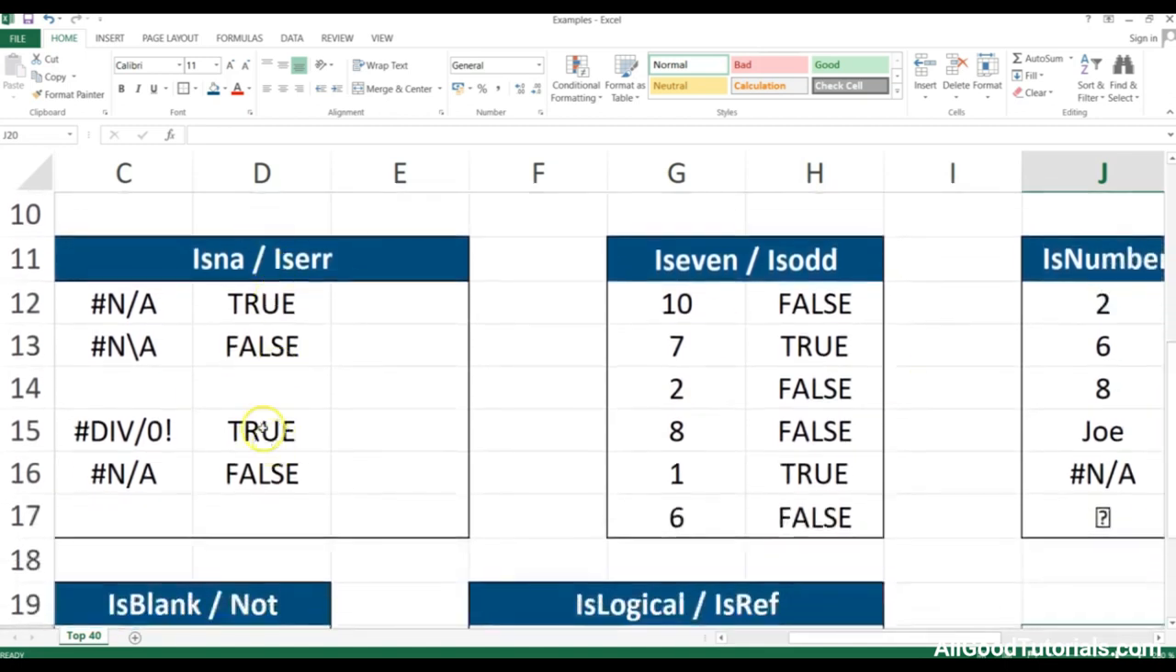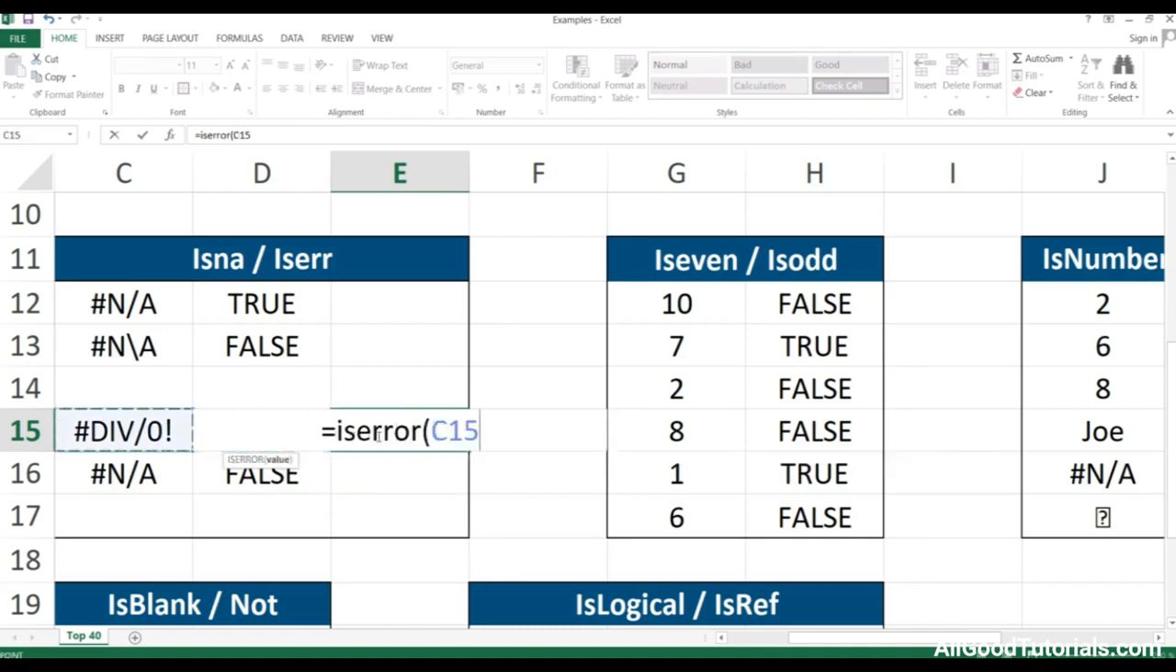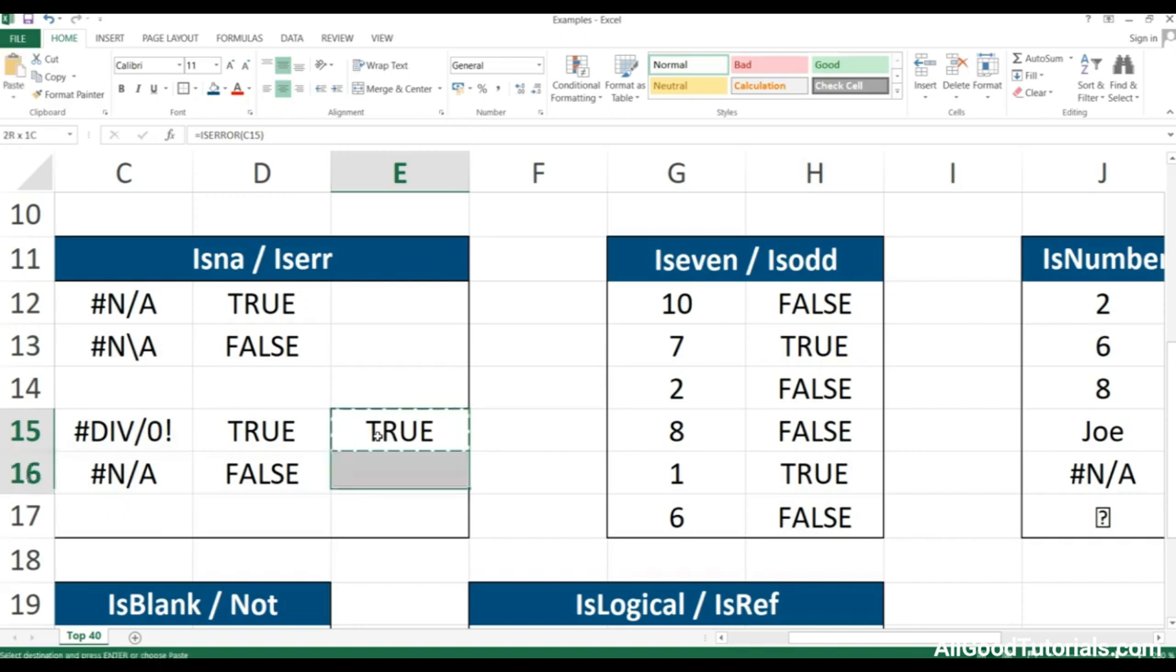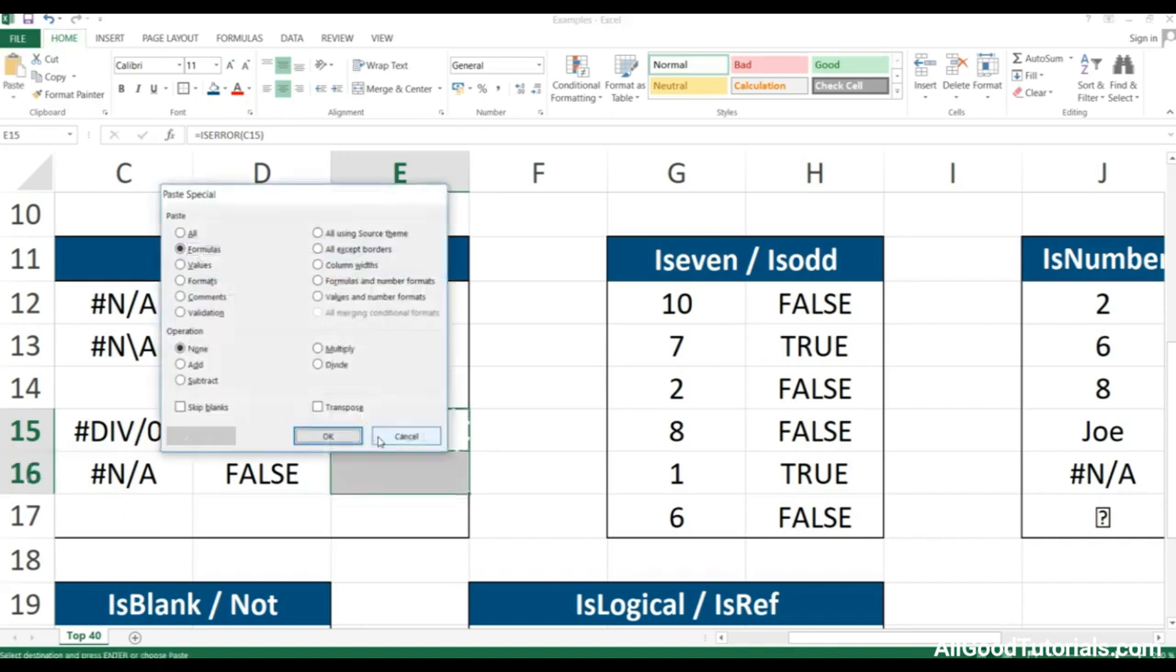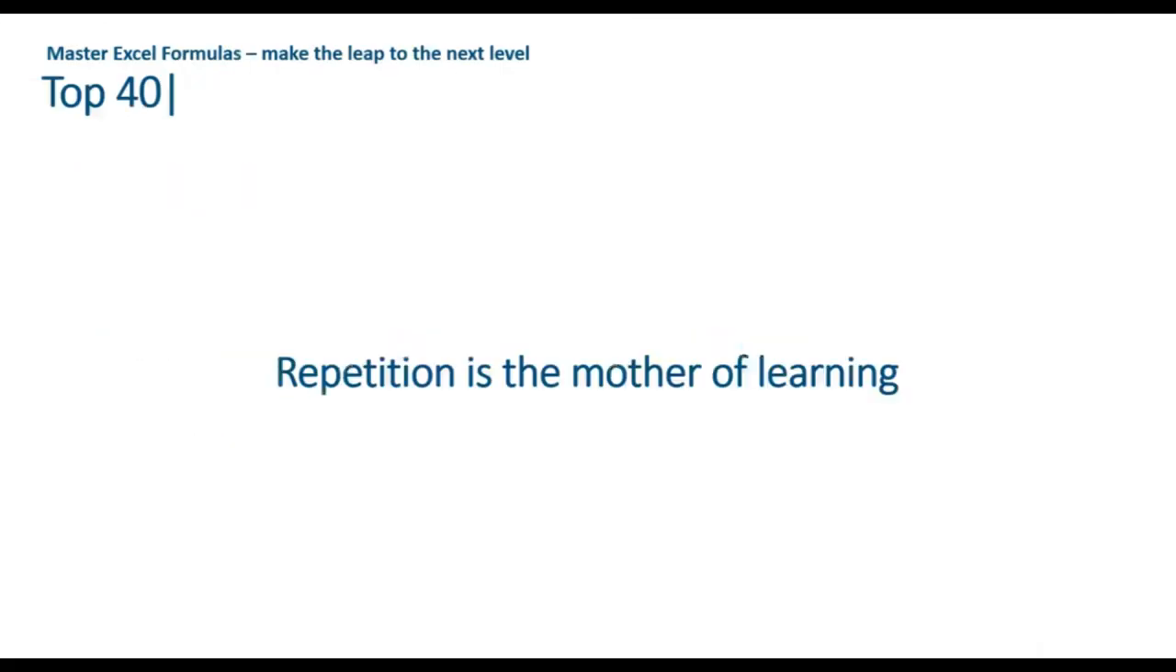Now here's what we have. The isErr returns true on this because the division by 0 is not an NA error, but returns false here because this is the NA error. But now if we do isError just next to it, we can compare. As you can see, this is what makes the difference. What is the main difference between the two formulas? The NA error. Now, back to the presentation.